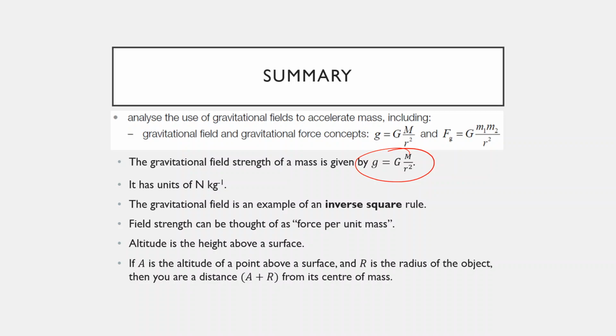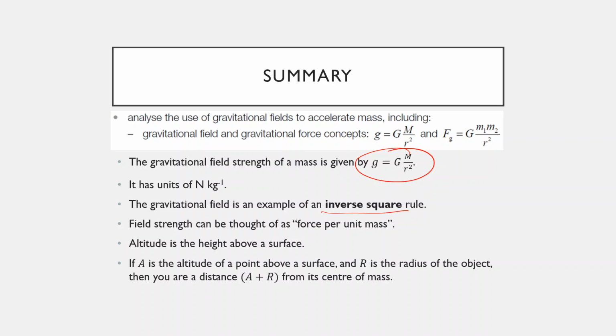The gravitational field relies on an inverse square rule. So you double your distance, the field strength reduces to 1/4. You triple your distance, the field strength reduces to 1/9. You multiply your distance by 4, your field strength reduces to 1/16. It also works in reverse. If you halve your distance, field strength multiplies by 4. If you reduce distance to 1/3, field strength multiplies by 9, and so on and so on.